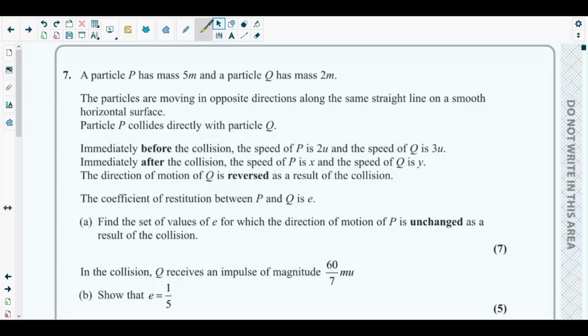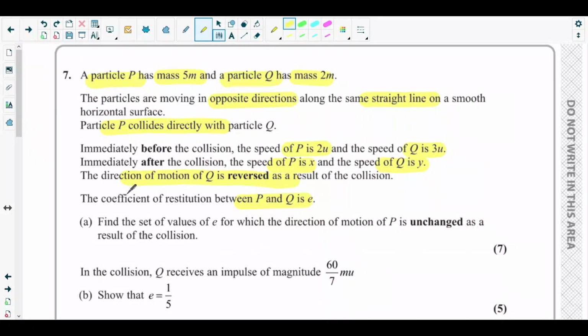So here the question says a particle P has mass 5m and a particle Q has mass twice of m. The particles are moving in opposite directions along the same straight line on a smooth horizontal surface. Particle P collides directly with particle Q. Immediately before the collision, the speed of P is twice of u and the speed of Q is thrice of u. Immediately after the collision, the speed of P is x and the speed of Q is y. The direction of motion of Q is reversed as a result of the collision. The coefficient of restitution between P and Q is E.